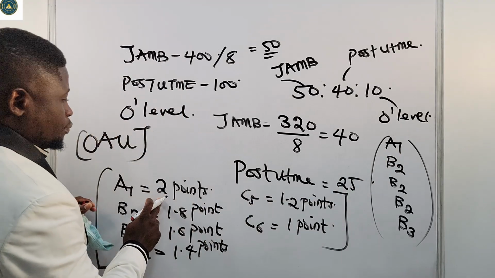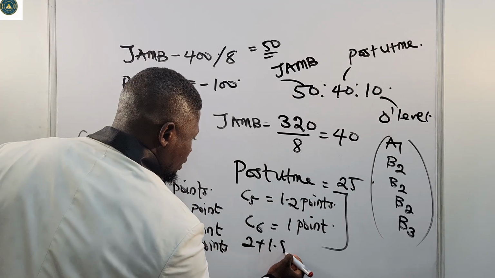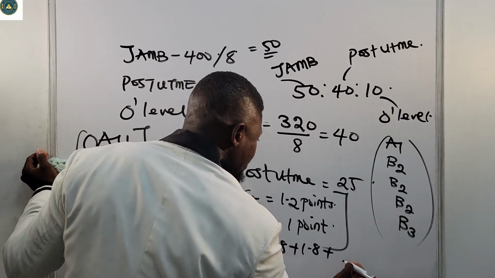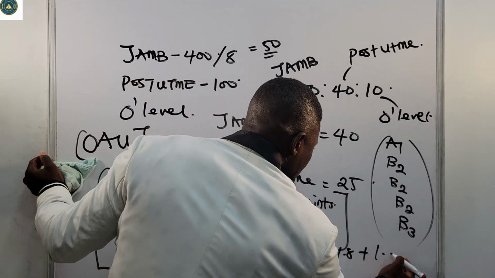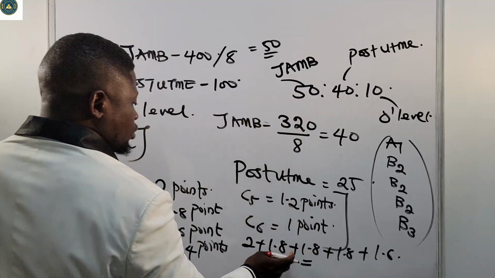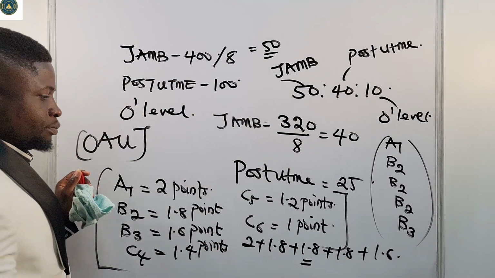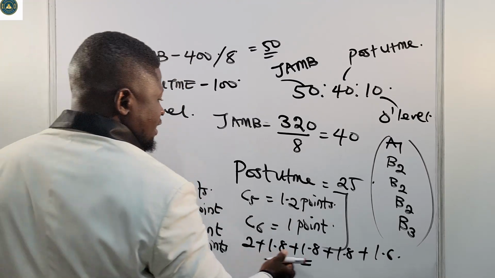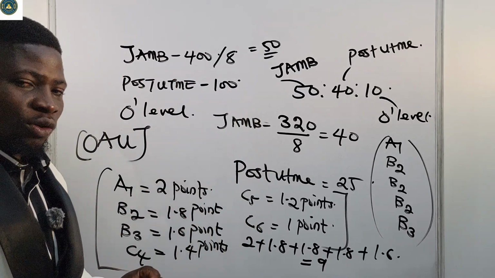A1 is 2 points. So I'm going to have 2 plus B2, 1.8. Then plus he has B2 again, 1.8. He also has one B2 again, that's 1.8. Then plus B3 is 1.6. Okay, so you add together. What will that total give us? 1.8 plus 1.8 plus 1.8 is 5.4. 5.4 plus 2 is 7.4. 7.4 plus 1.6 is 9. That means he has 9 points in his O level.